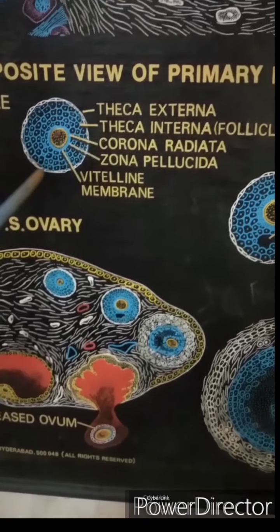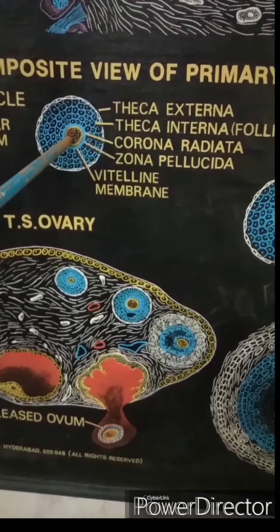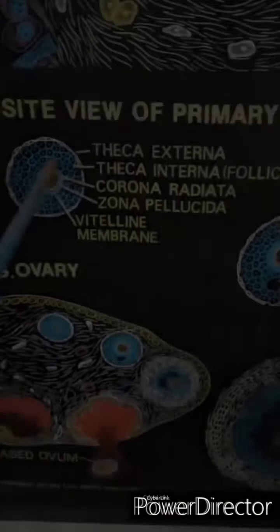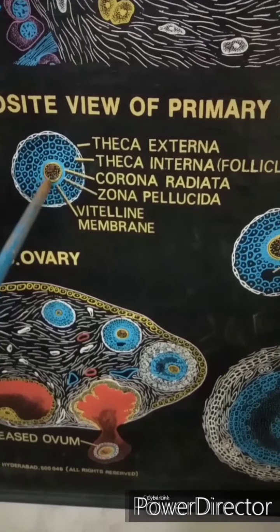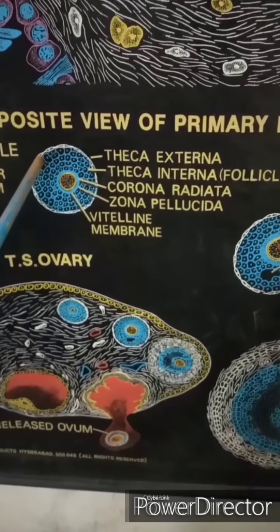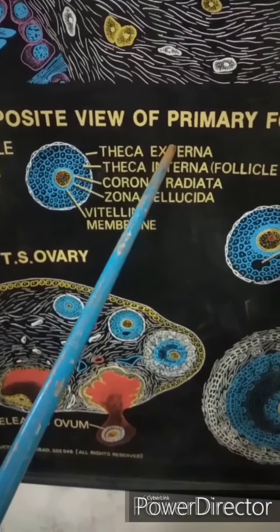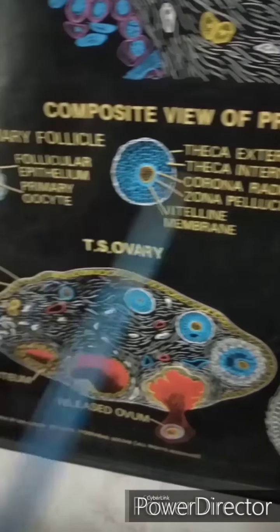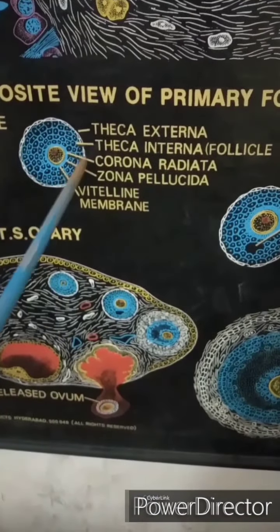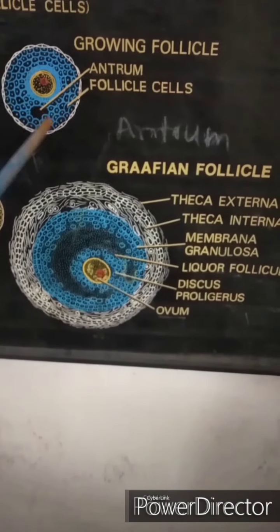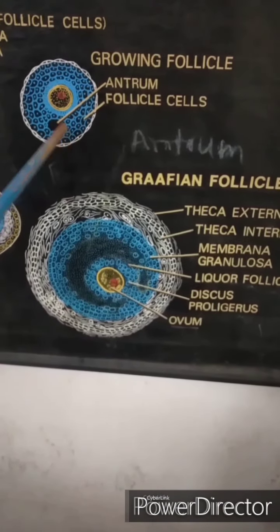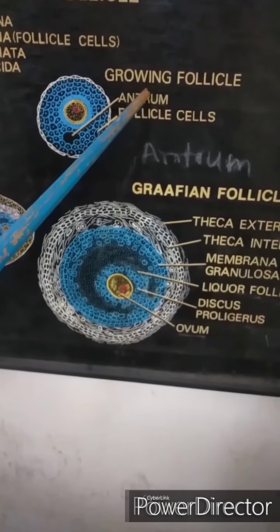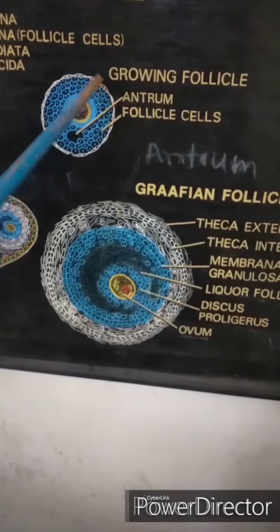The secondary follicle also has the oocyte and it is covered by a zona pellucida. The zona pellucida is a glycoprotein layer. The secondary follicle has the theca externa and the theca interna. The theca interna are the follicular cells. After the secondary follicle, there is a formation of antrum. The space between the follicular cells is known as the antrum. This is known as the growing follicle.